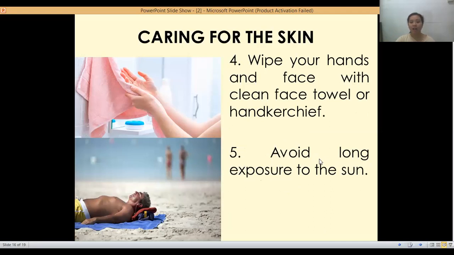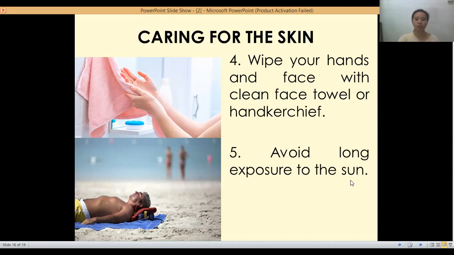Number five, avoid long exposure to the sun. It can cause sunburn. Very good. Tama. And for you not to get a sunburn, what are you gonna do? Yes, you will use cream or oil that blocks sunlight when you stay under the sun for a long time. Avoid other burns by being careful near hot objects, hot water, or fire.